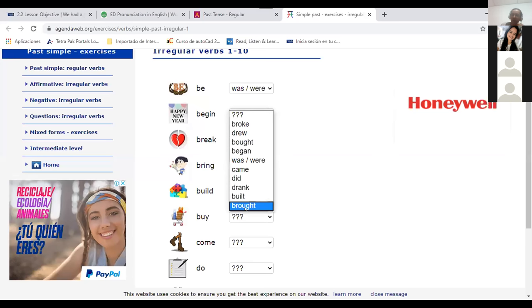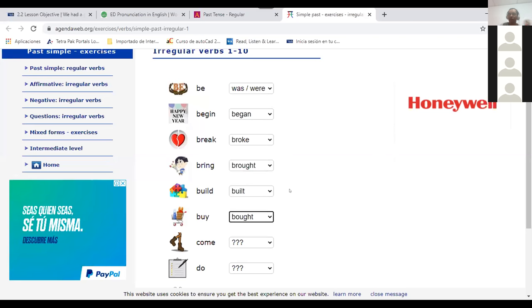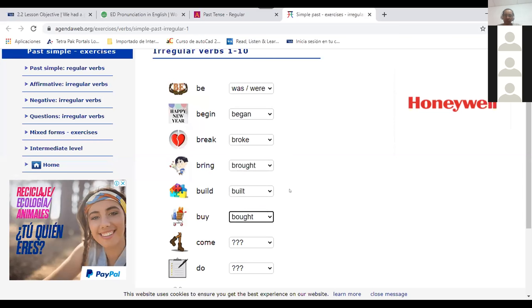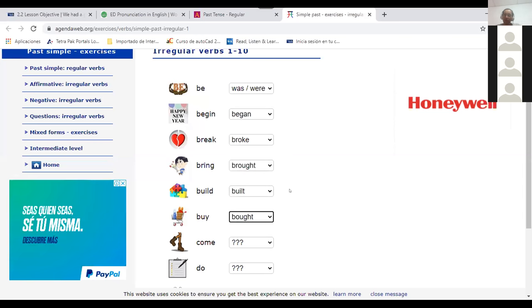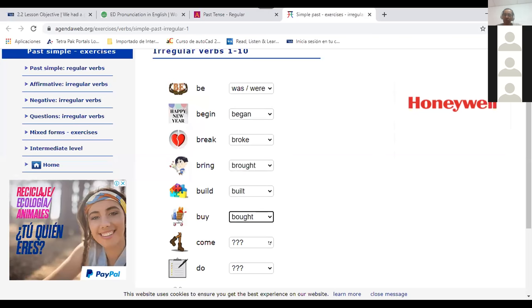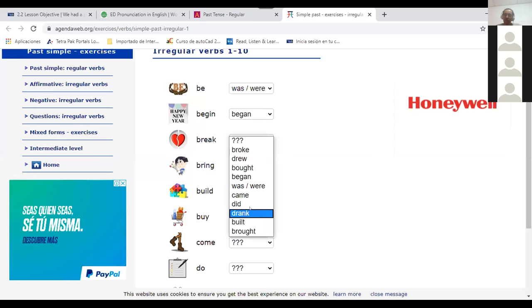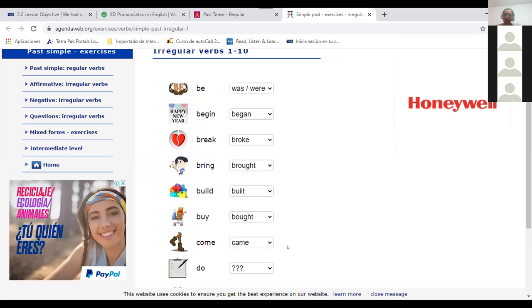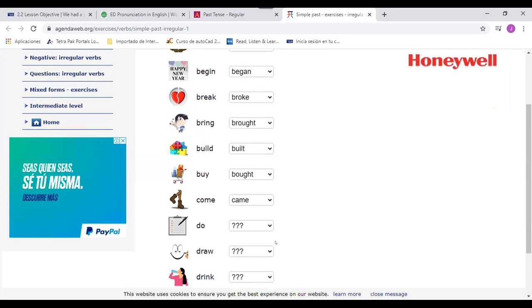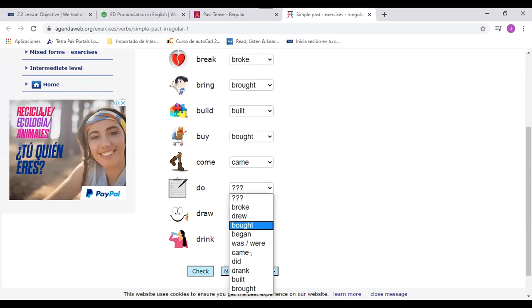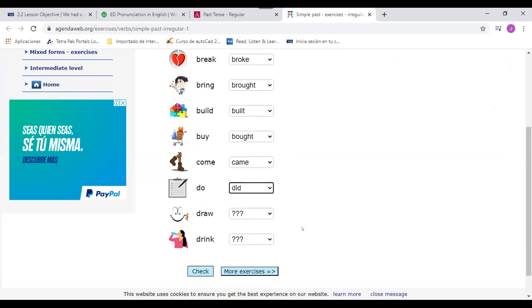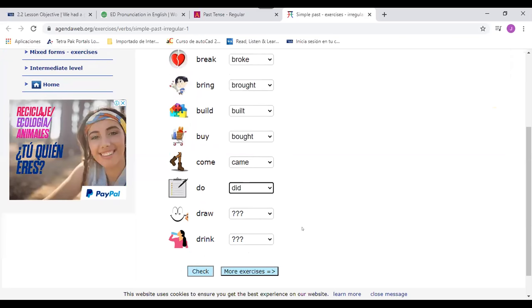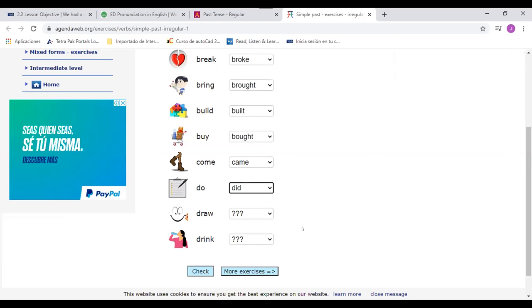Buy, bought. The T strong. Bought. Okay, I bought Chinese food yesterday. Okay. Come? Came. They came to my house to... Okay. Example? I did my homework.